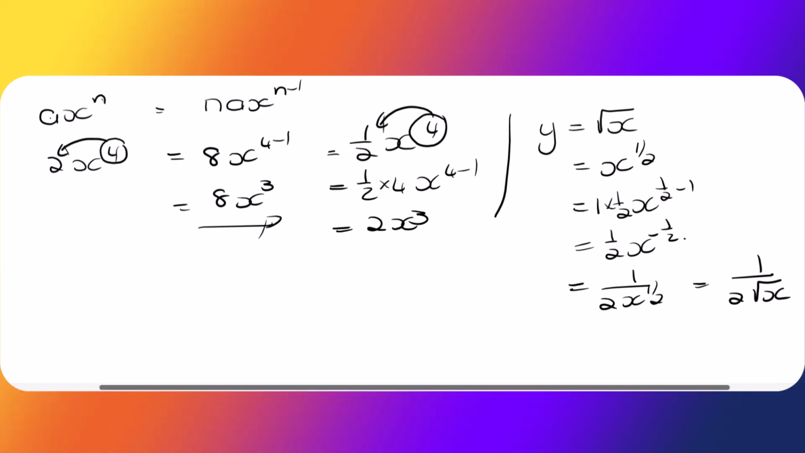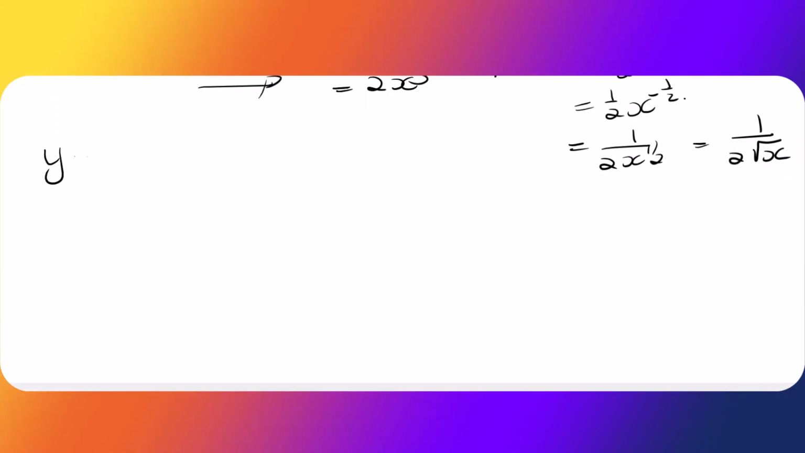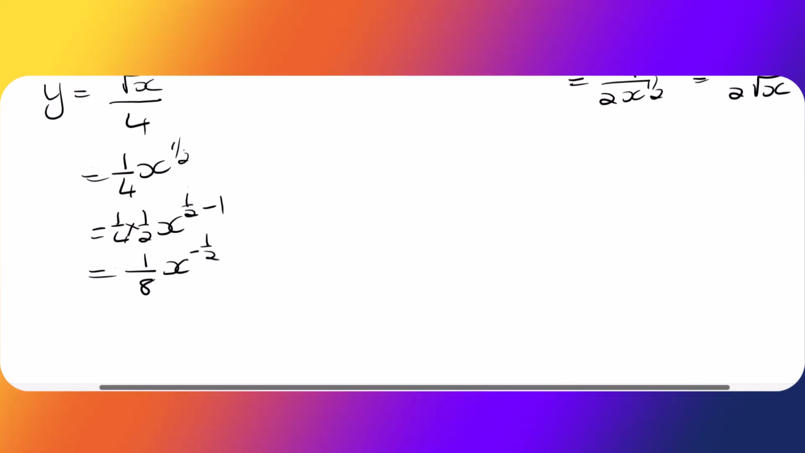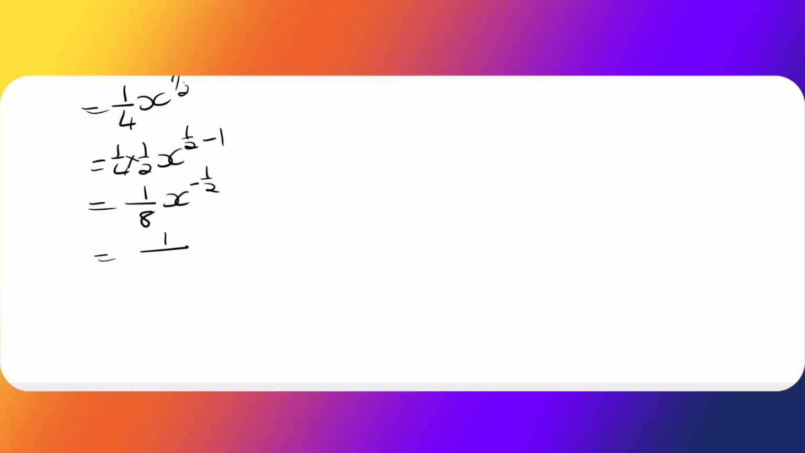Okay, let me do another one. If I have here y is equal to, let's say, square root x over 4. Remember, this is your constant number. So I'm going to have 1 over 4 x to the exponent a half. If we differentiate, a half multiplied by a quarter, multiply those two with each other, x to the half minus 1. So I'm going to have 1 over 8 x to the exponent negative a half. So if I simplify, I'm going to have 1 over 8 x to the exponent a half. That gives me 1 over 8 square root x.